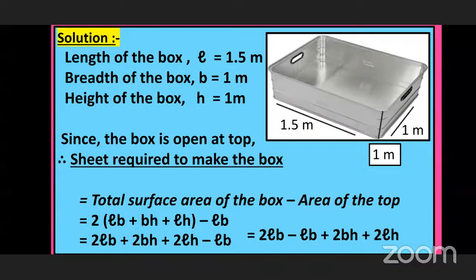So it will be 2 times length breadth minus length breadth plus 2 times breadth and height plus 2 times length and height. We have put the like terms together. And after subtracting, what will we get? After subtracting these two terms, we will get length breadth plus 2 times breadth and height plus 2 times length and height. So this is the term that we get after subtracting the area of top.